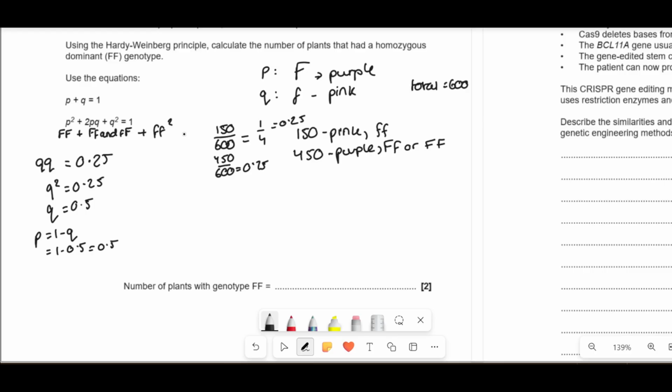So again, if this equation holds, and it should, you can just take away the 2PQ and the Q squared, or you can just square the P that we've now worked out. So P squared equals 0.5 times 0.5, which is 0.25. And that's the proportion of them, remember? But they want us to find the number of plants with that genotype. So the number of plants would be 600 times that 0.25, which gives you 150 of them.